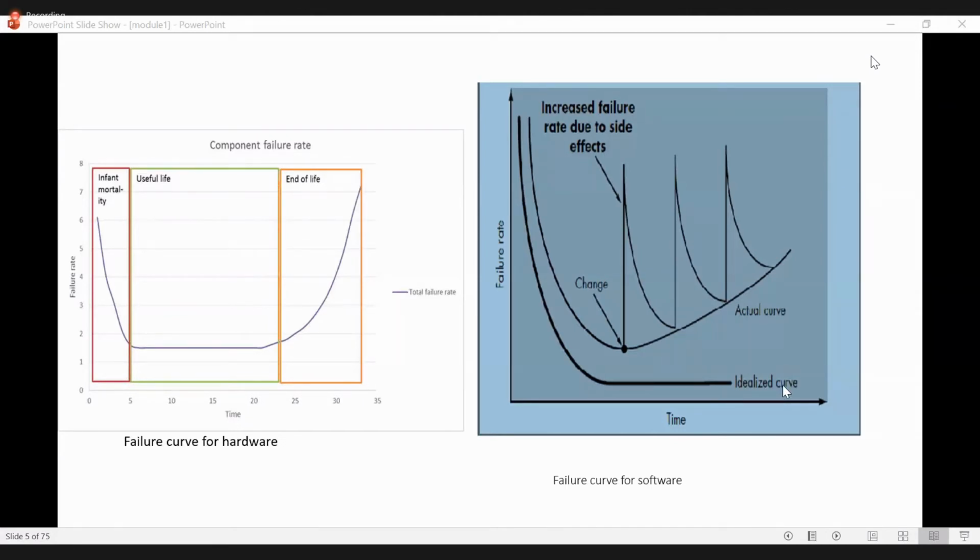But is it not the actual one? In the actual one there are so many spikes, increased failure rate due to side effects. It is very high. It may happen at any time. There is no particular time. You can see the point based on the change in the requirement. The change in requirement may vary within a short period of time or after a long time.